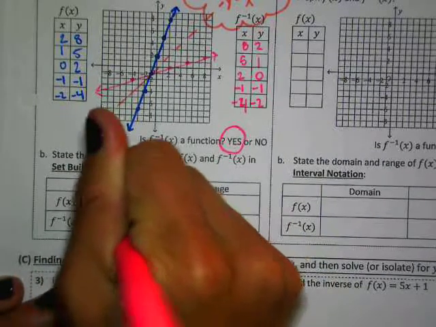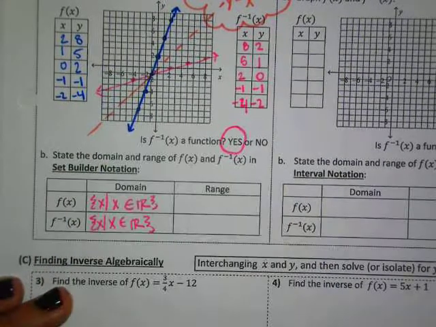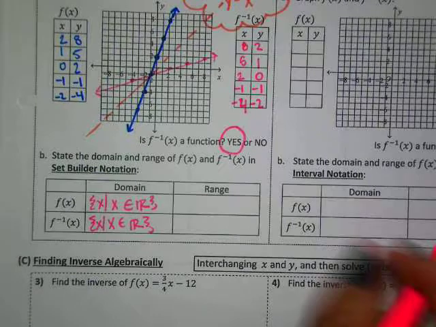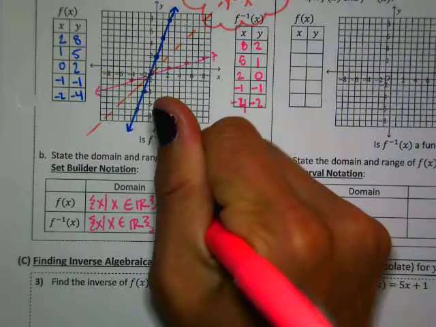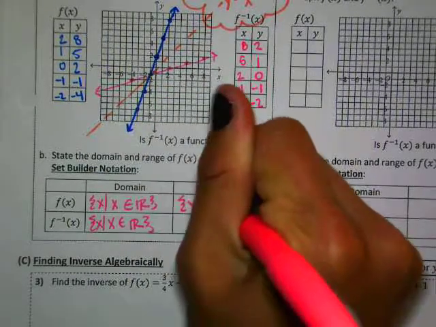All right, what about the range? It's also going to be all real numbers. And will it be the same for the inverse? Yes, it will.